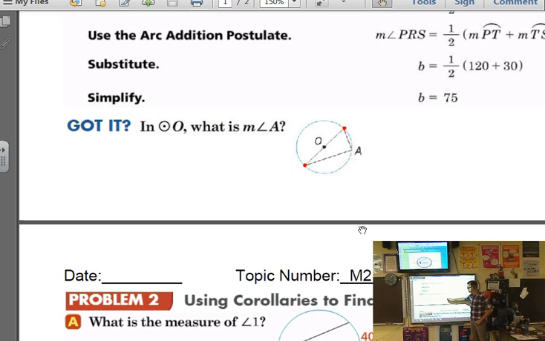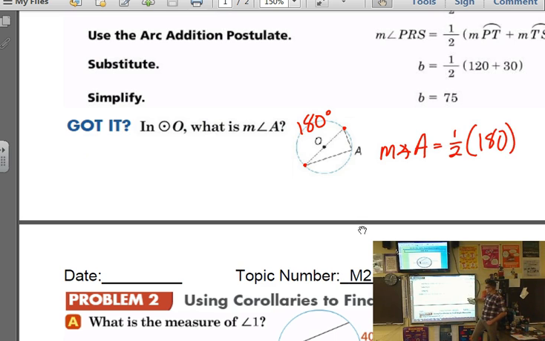Well, you know it's 180 since the line's straight, you can assume it's a diameter. It is a diameter since it goes through the center. So our work for that would be: the measure of angle A will be half of that arc of 180, and that will equal 90 degrees.